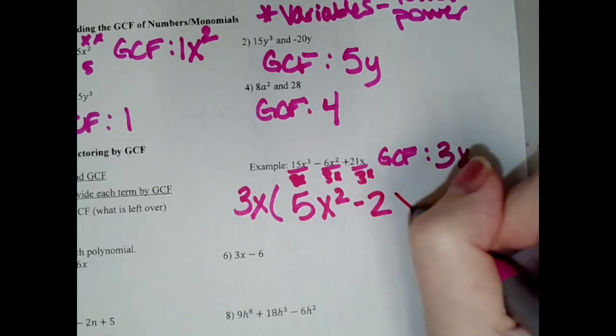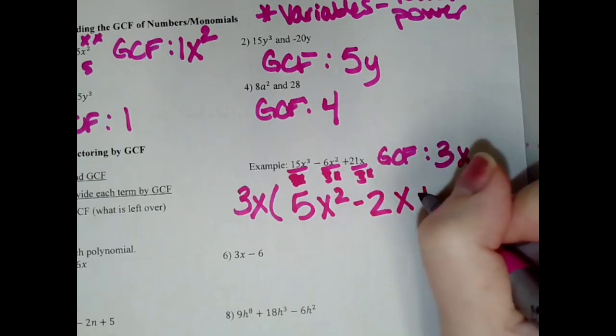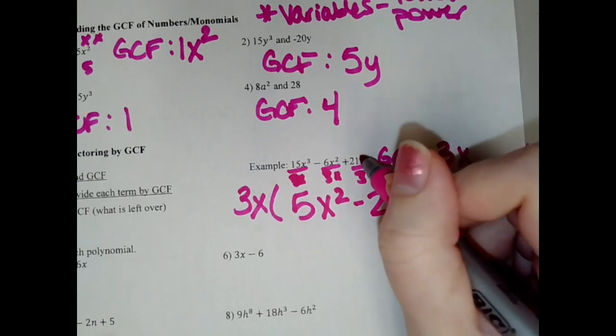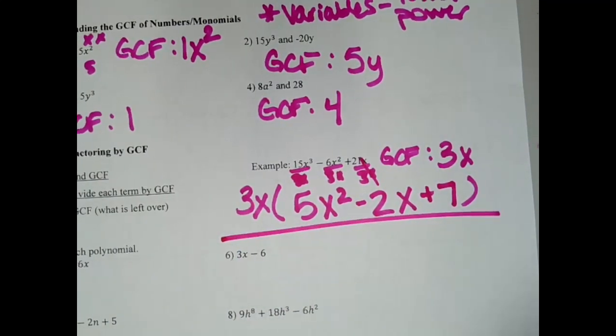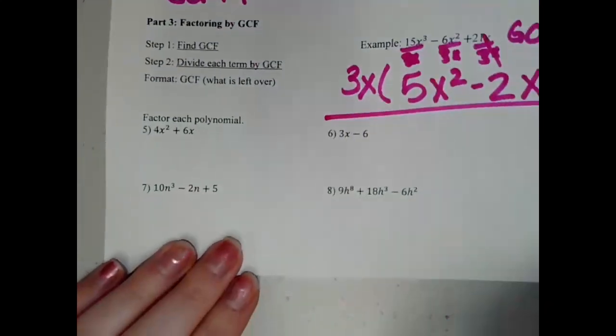X squared divided by x is x. 21 divided by 3 is 7, and then the x's, they cancel. So you just have 7. And this is your answer. You have factored by pulling out a GCF of 3x. Let's do it some more.